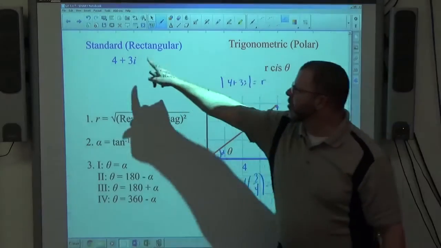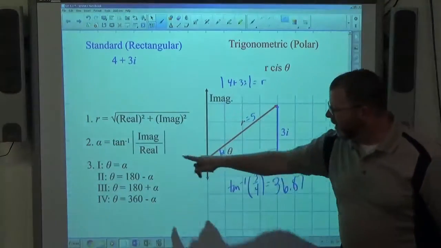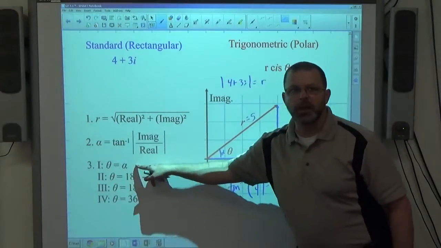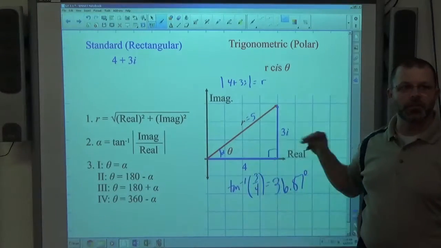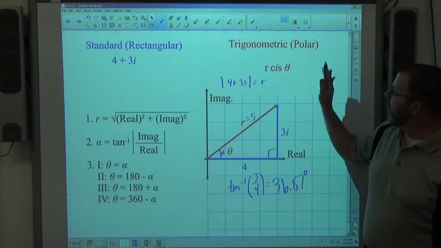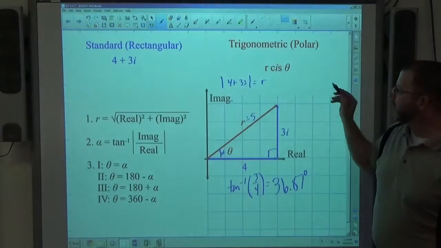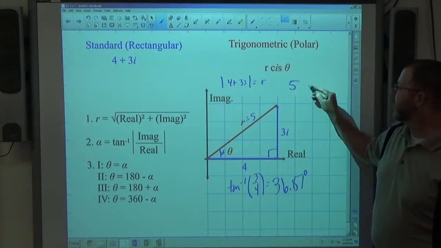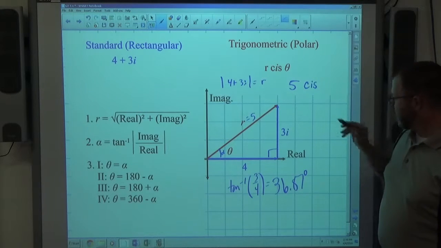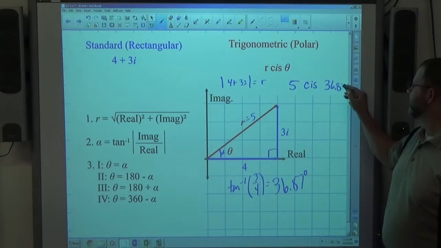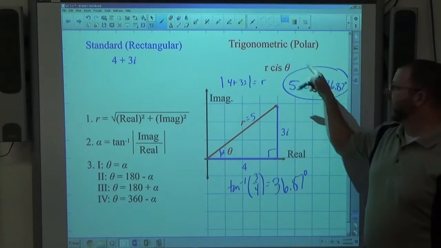And since both numbers are positive, it puts me in the first quadrant. In the first quadrant, the angle I'm looking for equals that angle. So theta and alpha are the same in the first quadrant. All right, so to write this vector here in trigonometric form, I'm simply going to write the vector length 5 and then cis and then 36.87 degrees.